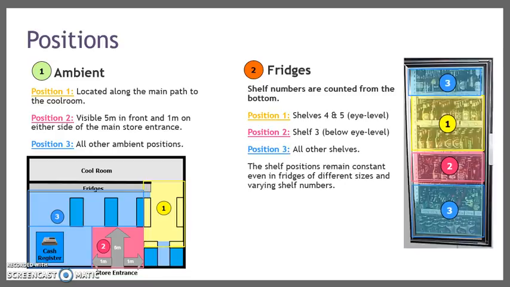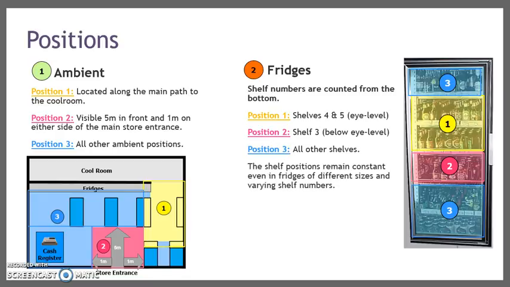Positions for the fridge section are based on shelf numbers and general eye level. Shelves are counted from the bottom up. Position 1 corresponds to shelves 4 and 5 from the bottom, which equates to general eye level. Position 2 is shelf 3 just underneath. Position 3 includes all other shelves both above and below these key shelves. It is important to remember that the positions remain constant even in fridges of different sizes.